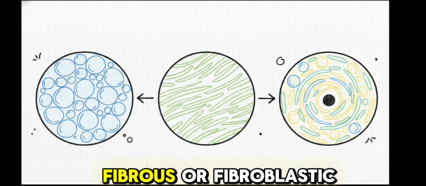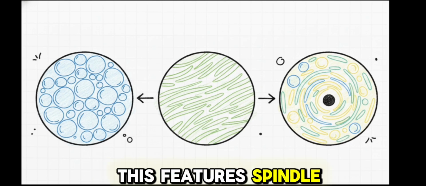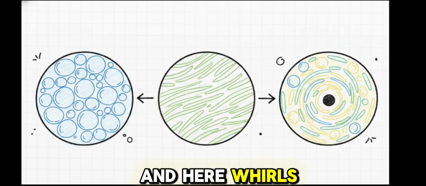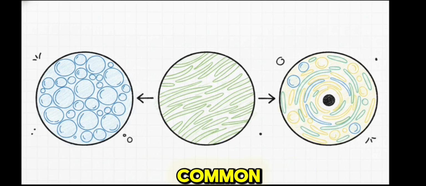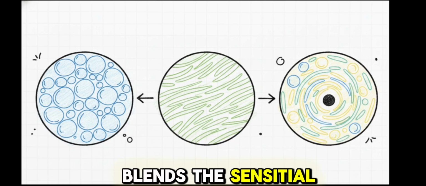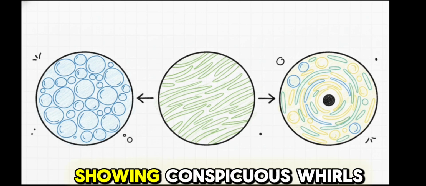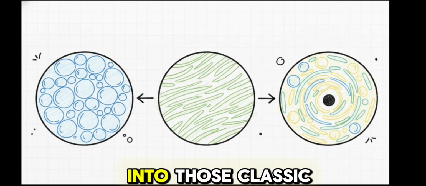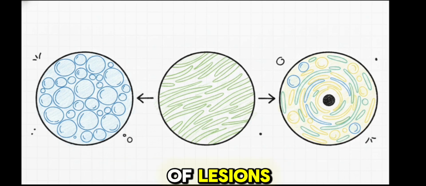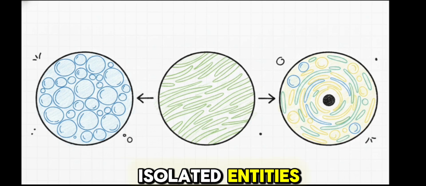Second is the fibrous or fibroblastic type. This features spindle-shaped cells forming parallel or interlacing bundles. And here, whorls and psammoma bodies are far less common. Third is the transitional or mixed subtype. This one perfectly blends the syncytial and fibroblastic features, showing conspicuous whorls that often calcify into those classic psammoma bodies. Just remember, these represent a spectrum of lesions, not three completely isolated entities.